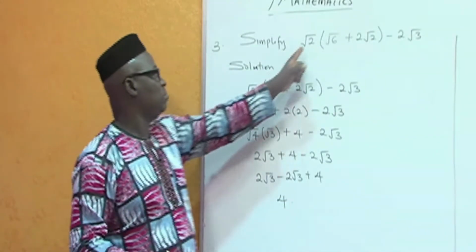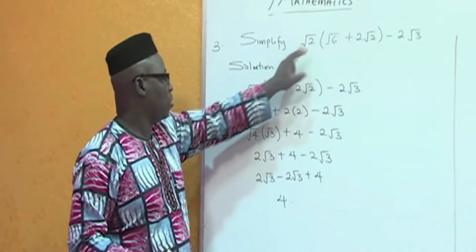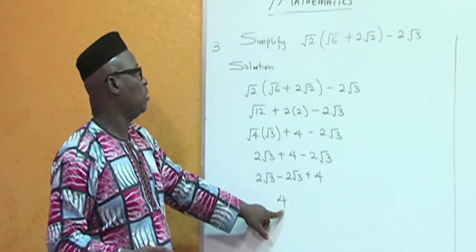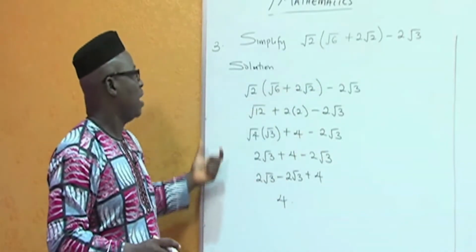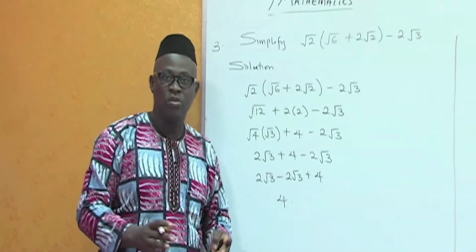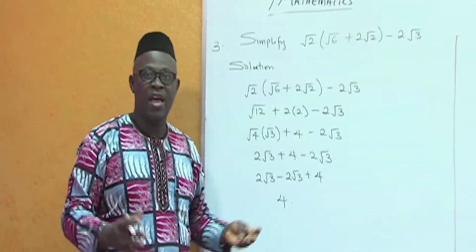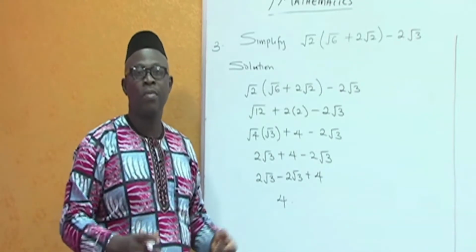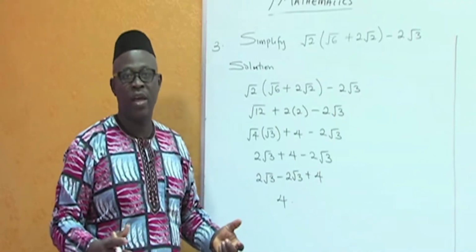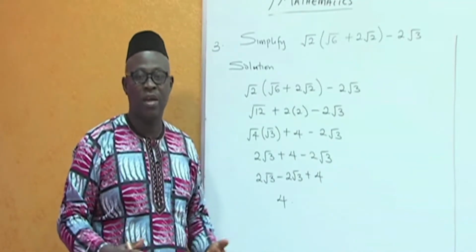So if I need to simplify this particular expression on the board, I'm going to end with what? 4. The first thing we do is to remove the brackets. After removing brackets, bring all the surds together, and then we simplify accordingly. And when we are simplifying surds, we have two modes. We simplify using the perfect square, or we simplify by rationalization.